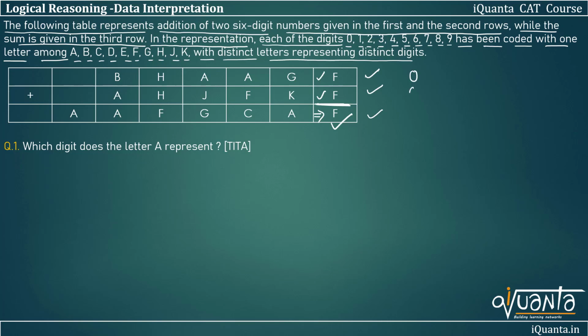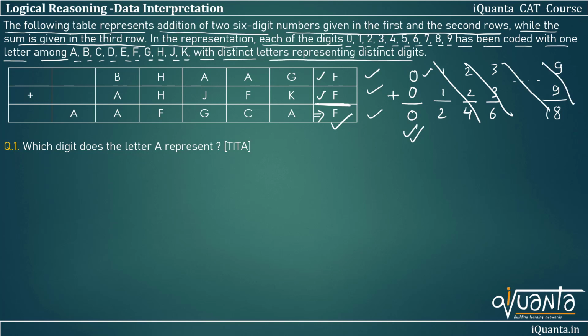See, if we add 0 and 0, we'll be getting a 0. If we add 1 and 1, we'll be getting 2. If we add 2 and 2, we'll be getting 4. If we add 3 and 3, we'll be getting a 6. Similarly, if you go till 9 plus 9, you will be getting 18. So in all the cases from 0 to 9, we can see that 0 is the only digit which, when added to itself, gives us the same digit 0. So all the other cases will be cancelled. We can directly say that F will have a value of 0 over here. I hope this is understood.